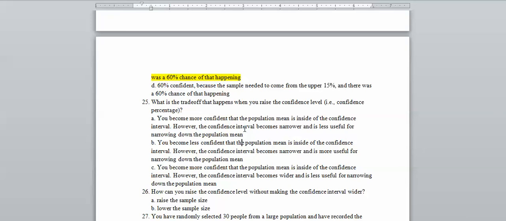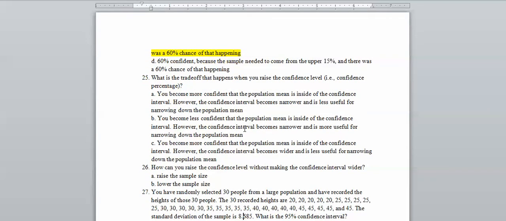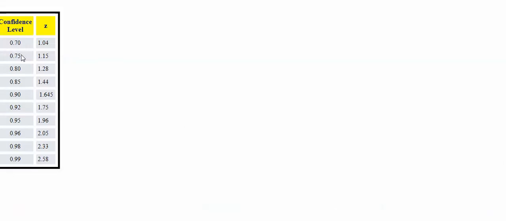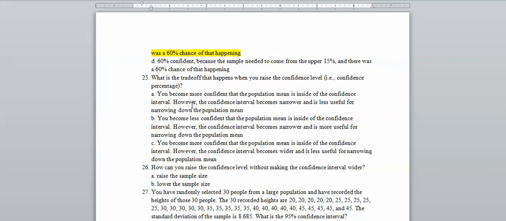What happens when you raise your confidence level? What that means is, what happens if you go to that z-table and you decide to use a z-score that allows you to have more confidence up here somewhere? Well, you do become more confident that the population mean is inside of the confidence interval. In other words, you do become more confident that the confidence interval was a success. So that's correct.